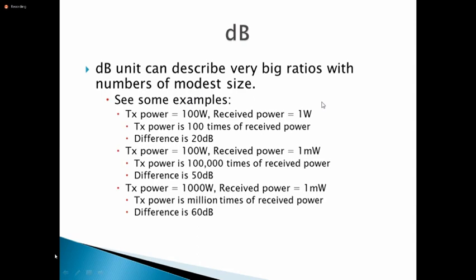Then again we did this, right? Transmitted power is 100, received power is 1. The difference is 20 dB, right? That means transmitted power is 100 times the received power.